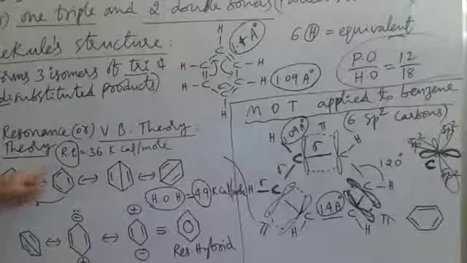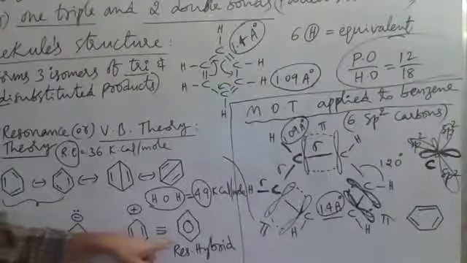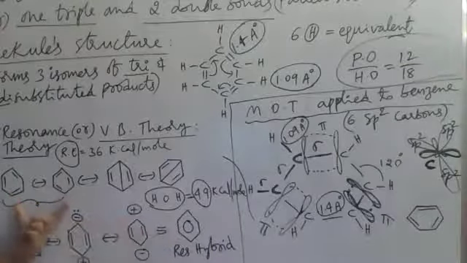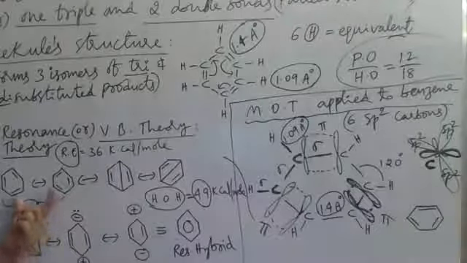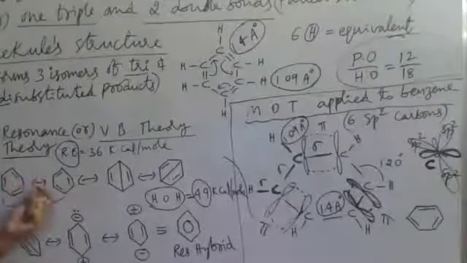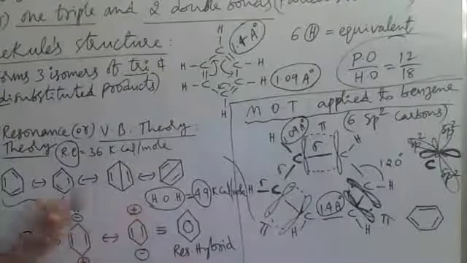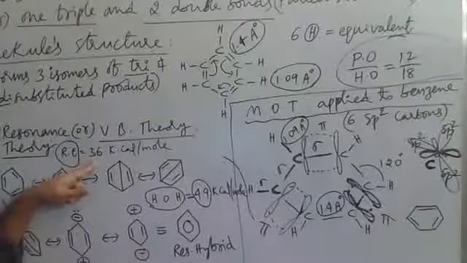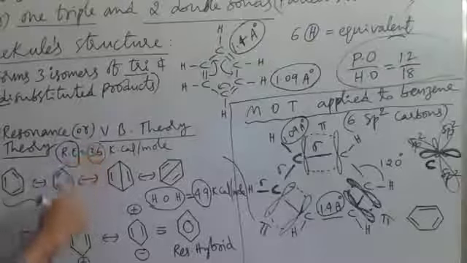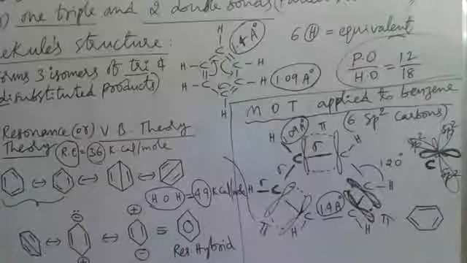At the same time, what does resonance energy mean? It is the energy difference between the resonance hybrid and the more stable resonating structure. A resonating structure is also called a canonical form. So the energy difference between the more stable canonical form and the resonance hybrid is called resonance energy, which is equal to 36 kilocalories per mole for benzene. The more the resonance energy, the more the stability. In this way, the stability of benzene can be explained.